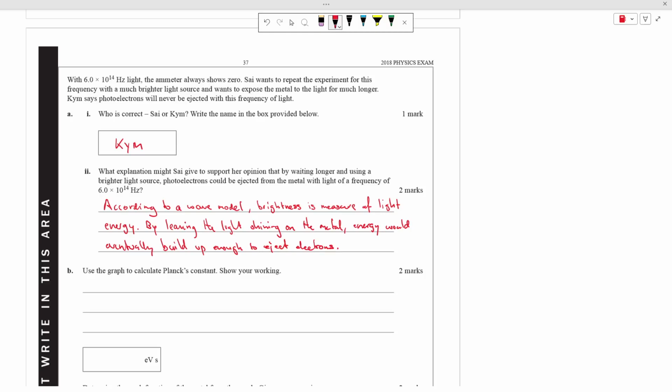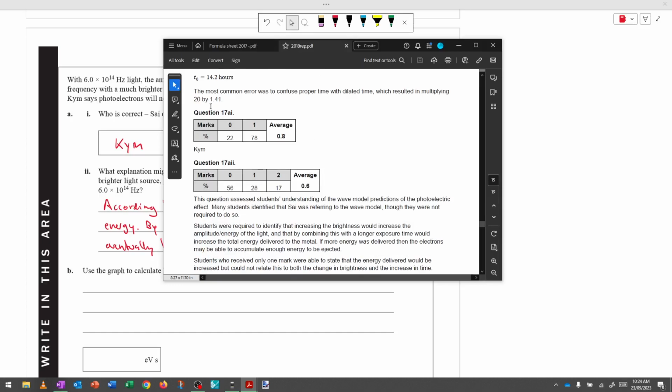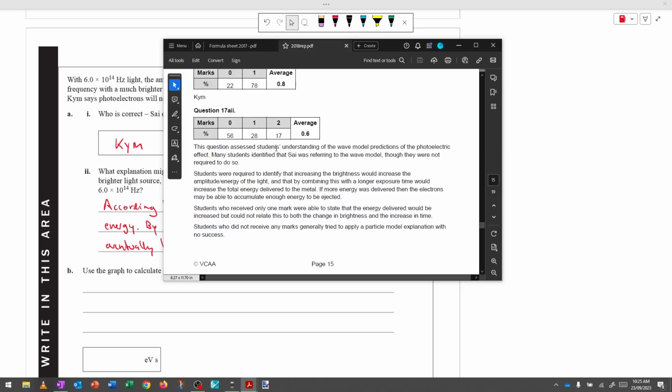Okay, so again, according to a wave model, brightness is a measure of light's energy. By leaving the light shining on the metal, energy would eventually build up enough to eject the electrons. So the idea is that the brighter the light is, or the longer that you leave it shining on the metal, then eventually you'll build up enough energy to eject the electrons, according to a wave model. It's very important that you say according to a wave model. So let's have a read of the report. So part A, Kim is correct, good, 78% got that right. This question assessed students' understanding of the wave model predictions of the photoelectric effect.